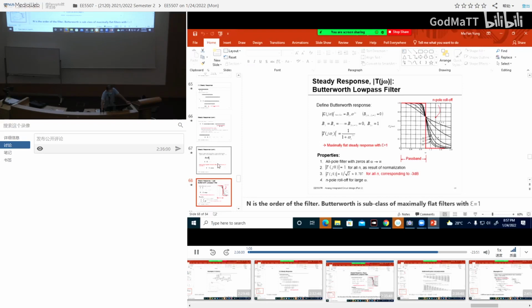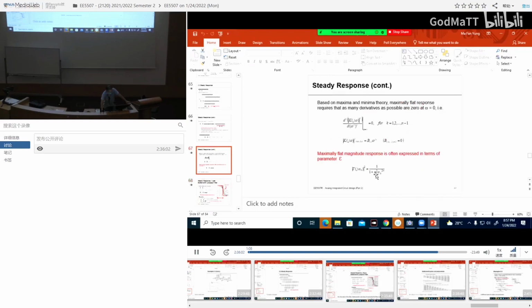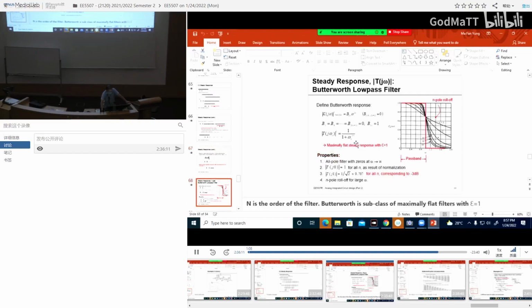epsilon equals 1. So here, epsilon equals 1. That means the magnitude transfer function is 1 divided by 1 plus 1 times omega n to the 2n. You see? Epsilon equals 1. So this special case of a maximally flat filter we call the Butterworth filter. And what is the special characteristic of the Butterworth filter is that when omega equals omega n, what happened? They all pass through this point.